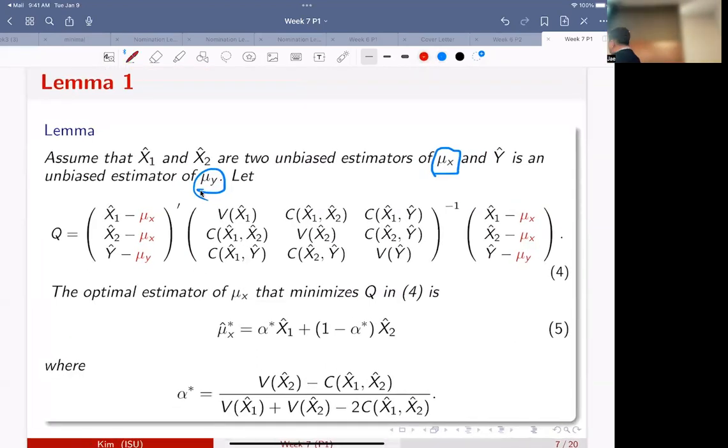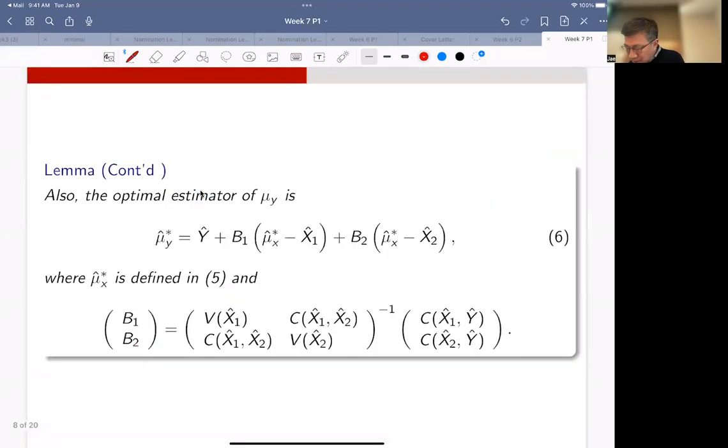So when you're asked to show this result, the first result is that the optimal estimator of mu can be a weighted average of x1 hat and x2 hat with this particular weight. That's the first result. And the second result is that your optimal estimator of the mean of y takes some kind of regression prediction form.